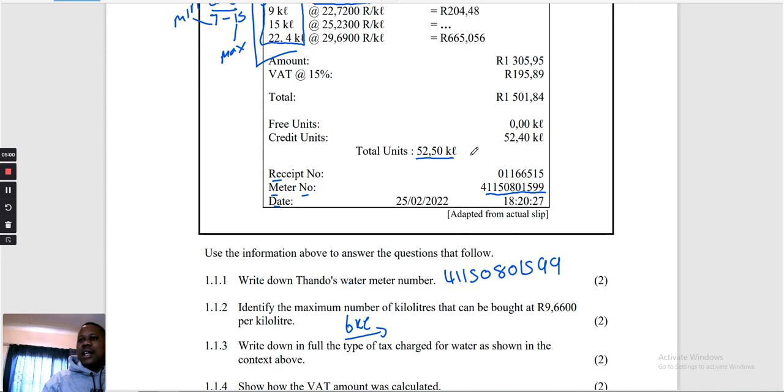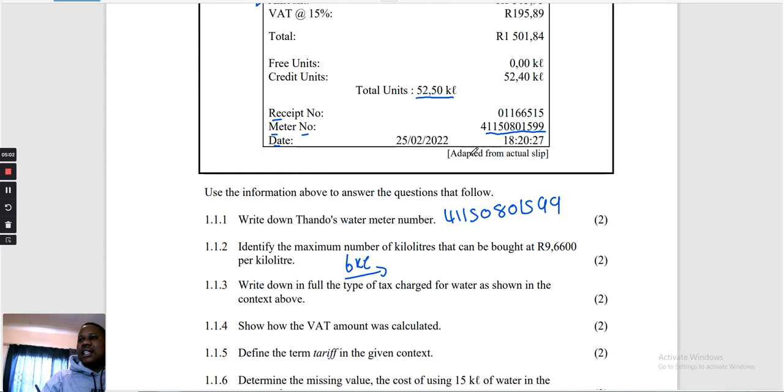Then they say write in full the type of tax charged for the water as shown in the context. The type of tax that we are given there is VAT, but since it is VAT, write it in full. So when we write VAT in full, it is value added tax.